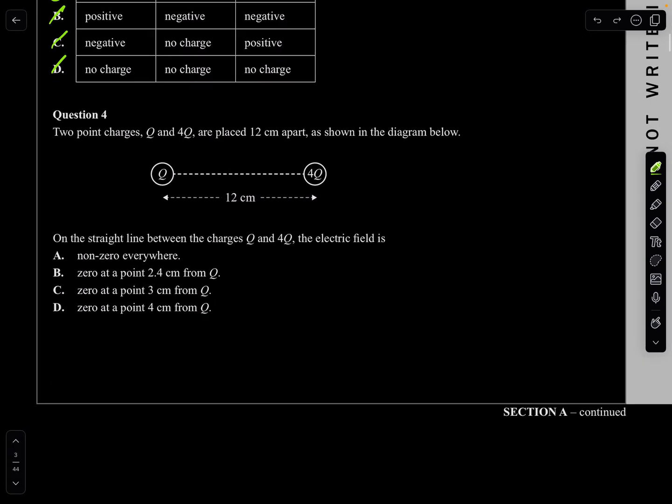Nice. Question 4. Two point charges Q and 4Q are placed 12 centimeters apart, as shown in the diagram below. Okay, so they both have the same charge, but one has 4 times the magnitude. On the straight line between the charges Q and 4Q, the electrical field is non-zero everywhere, 0 at a point 2.4 centimeters from Q, 0 at a point 3 centimeters from Q, or 0 at a point 4 centimeters from Q.